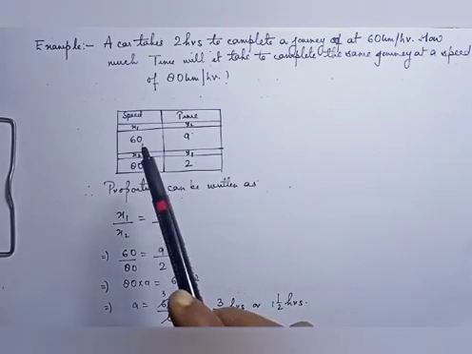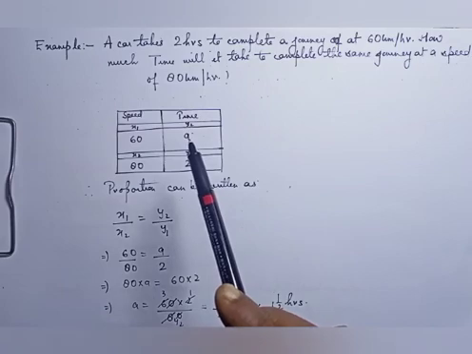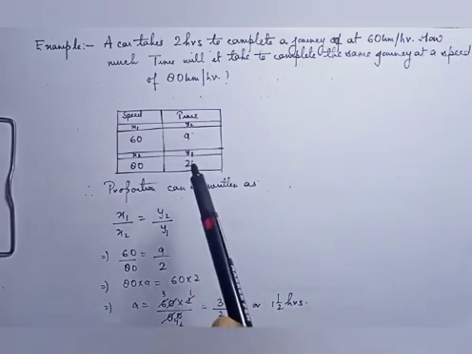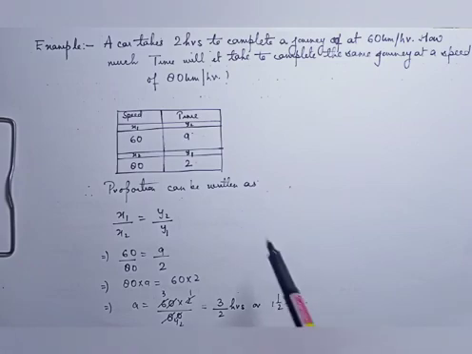So x1 is 60 and x2 is 80. So 60 upon 80 is equal to y2 upon y1. Now y2 is unknown, so I have taken y2 as a, and y1 is 2. When we cross multiply, we get 80 into a is equal to 60 into 2. So from here we can find the value of a, that is 3 upon 2 hours or 1.5 hours. I hope all the topics and examples are very much clear to everyone.